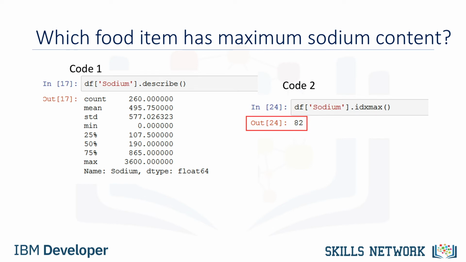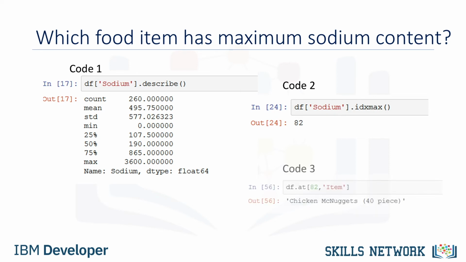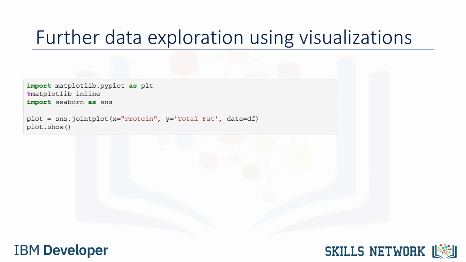Now let's find the item name associated with the 82nd item in our data frame. As shown in Code 3, we will use the .at method to find the item name by passing the index of 82 and the column name item to be returned for the 82nd row. Finally, we find that the food item on the menu that has the highest sodium content is Chicken McNuggets, 40 pieces. Visualizations are very useful for initial data exploration. They can help us understand relationships, patterns, and outliers in the data.